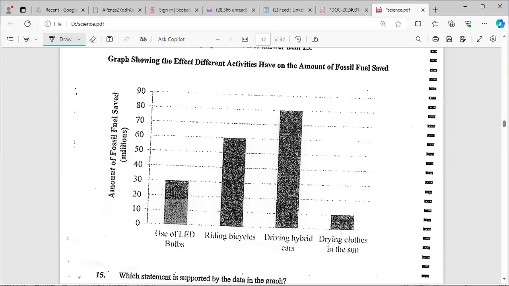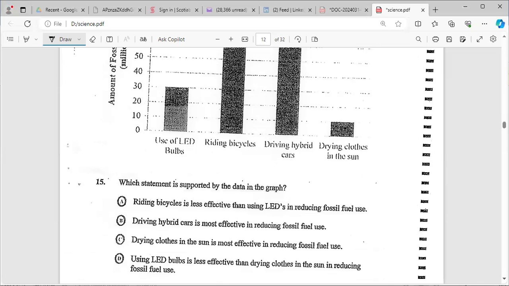Alright, let's go now. Which statement is supported by the data in the graph? So I guess you have to go through all of them one by one. A. Riding bicycles is less effective than using LED bulbs in reducing fossil fuel use. B. Driving hybrid cars is most effective in reducing fossil fuel use. C. Drying clothes in the sun is the most effective in reducing fossil fuel use. Or D. Using LED bulbs is less effective than drying clothes in reducing fossil fuel.